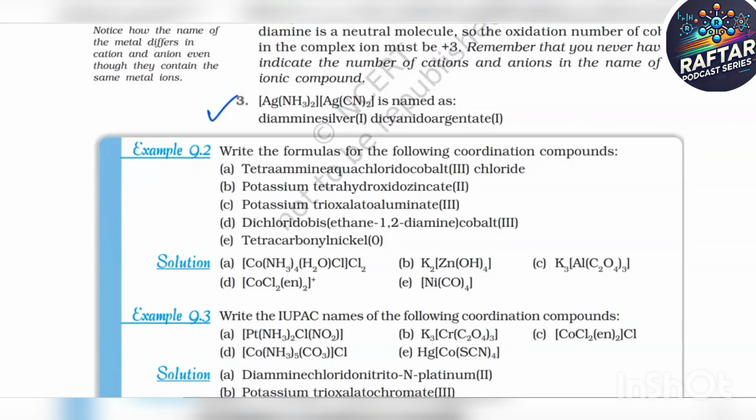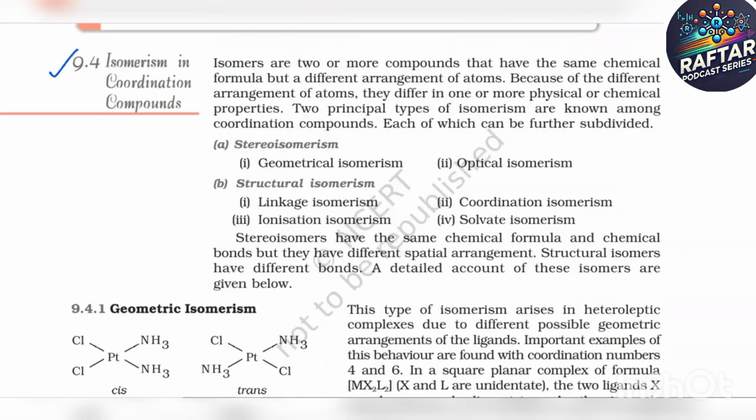Ag(NH3)2 whole twice, and Ag(CN)2 whole twice, is named as diamminesilver(I) and dicyanoargentate(I). Isomerism in coordination compounds.